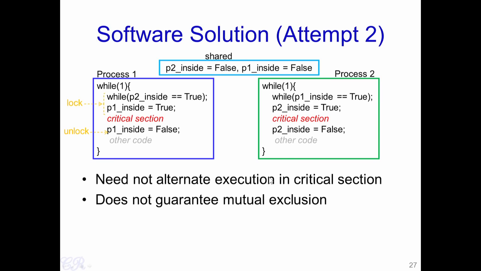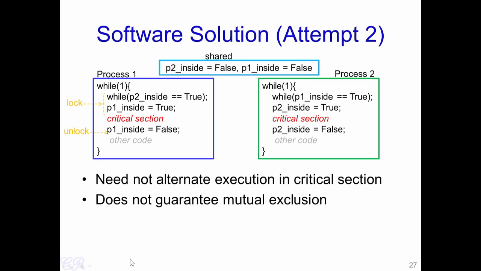Now, this second solution does not require that the 2 processes alternate execution in the critical section. For instance, since the initial values of P1 inside and P2 inside are false, suppose process 2 executes first. It sees P1 underscore inside equal to false, so it breaks from this loop and enters into the critical section. Similarly, if process 1 does not start executing, process 2 will keep entering into the critical section without requiring process 1 to execute.